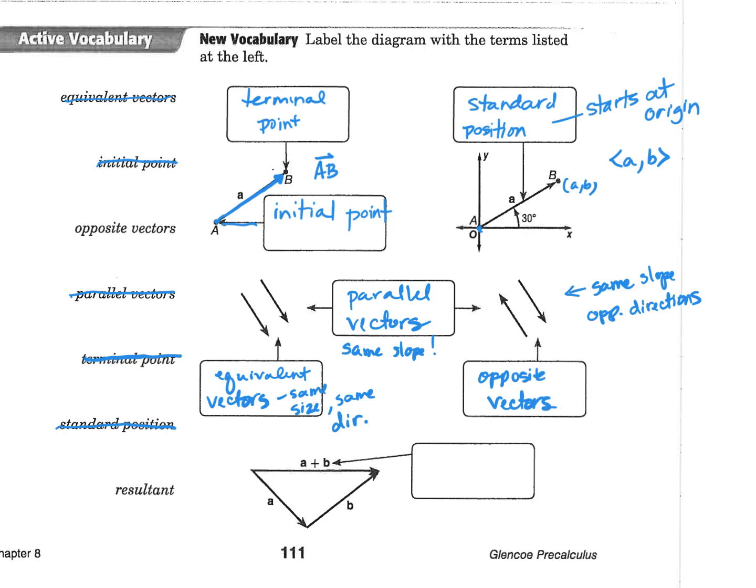Now, got one word left. What do we call it when we add up two vectors and we get the result of that? The resultant. Sure do. It's called the resultant. This is the sum of two vectors or more vectors. Okay? How are we doing so far?